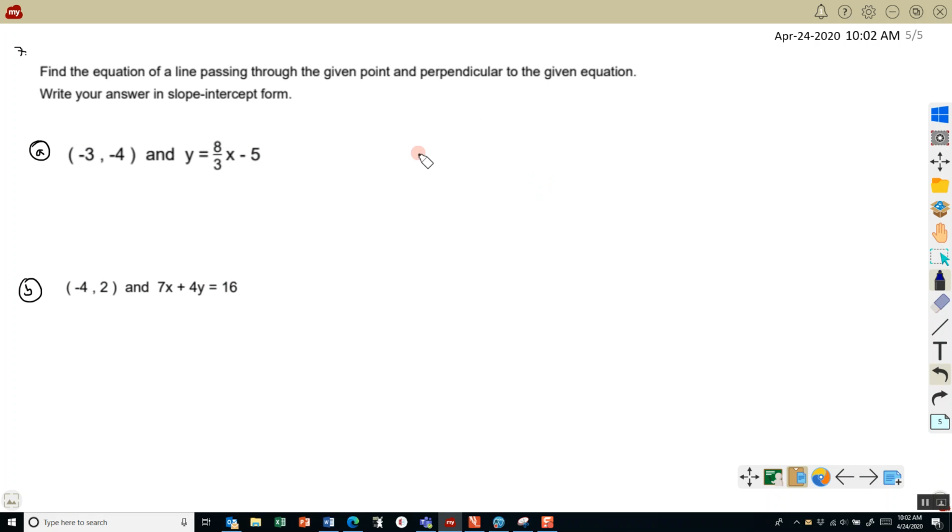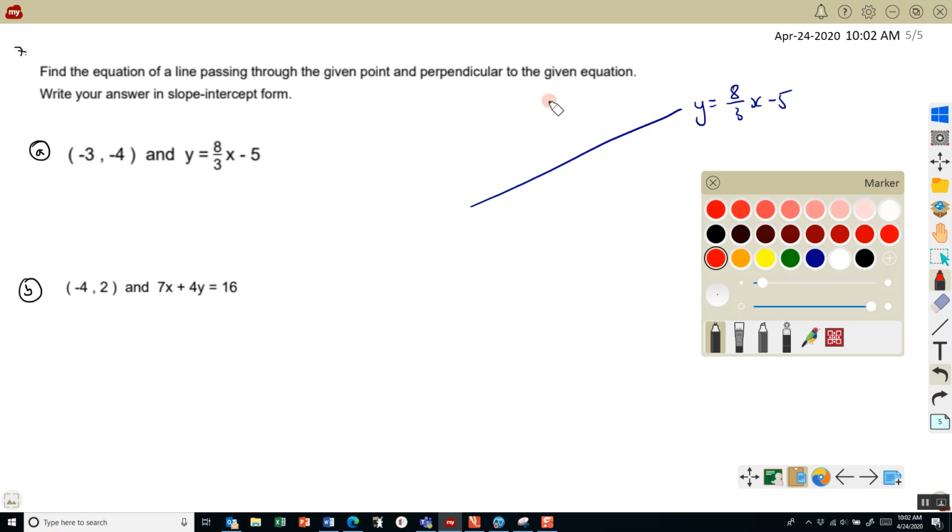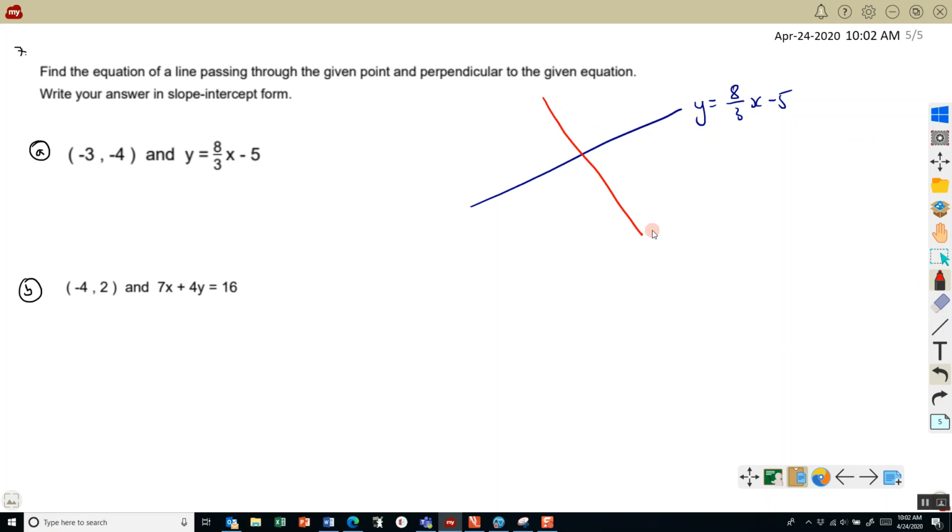Okay, these questions are slightly trickier. We have to find the equation of the line that is perpendicular to this line, but passing through this point. So imagine here is y equals 8 over 3x minus 5. And let's say here's the line that is passing through it, and passing through at 90 degrees because it's perpendicular.